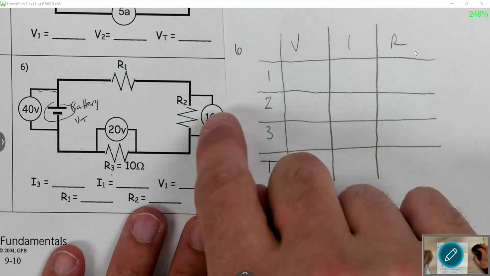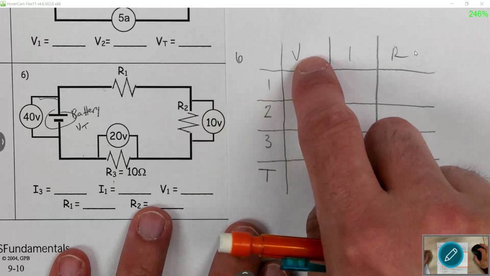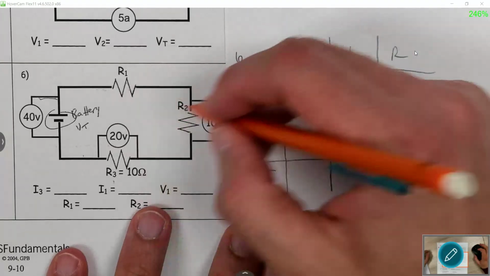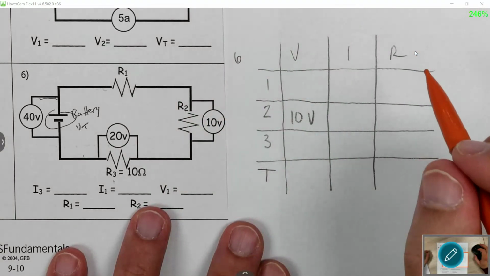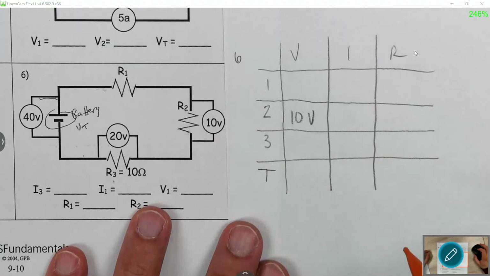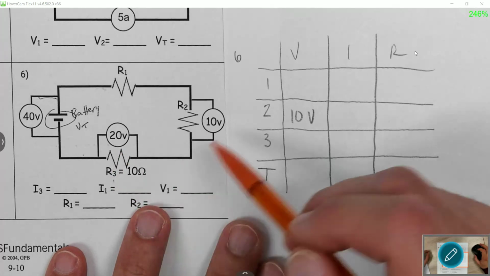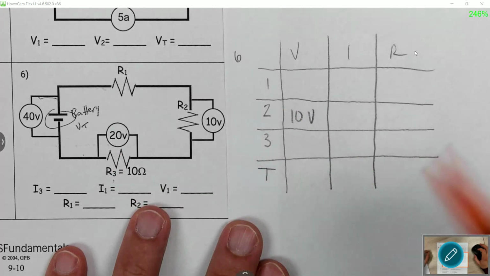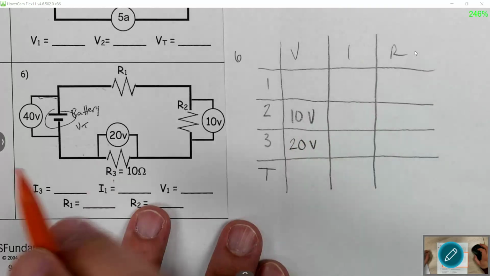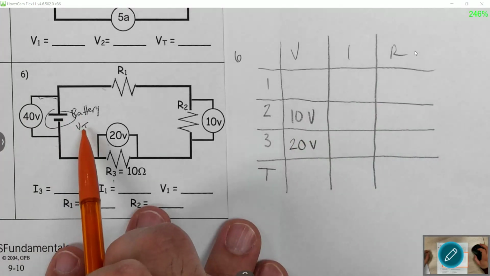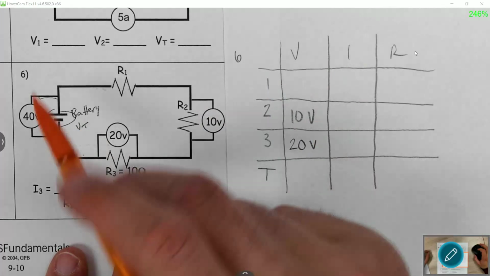So because you have 10 volts over resistor 2, that 10 volts is going to go with V2. So for V2, we're going to have 10 volts. What else? We have 20 volts. What is that going with? Resistor 3. So where should we put the 20 volts? Yeah, in V3. Good. And then, like we said, battery is always going to be your total voltage. So this 40 has to go with VT.